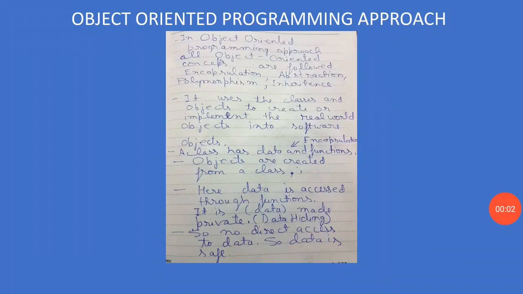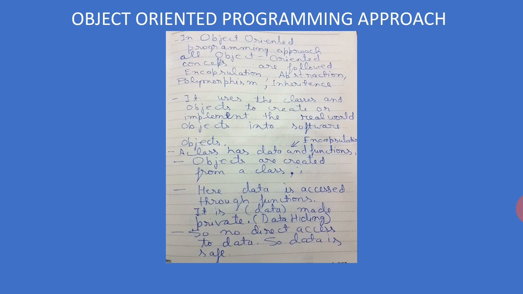Now students will discuss the object-oriented programming approach and how it is better than the procedural programming approach. If somebody asks you this question, what is object-oriented programming approach? So you will simply say that object-oriented programming approach is an approach of programming which follows all the concepts of object-oriented programming. What are these? Encapsulation, abstraction, polymorphism, and inheritance.